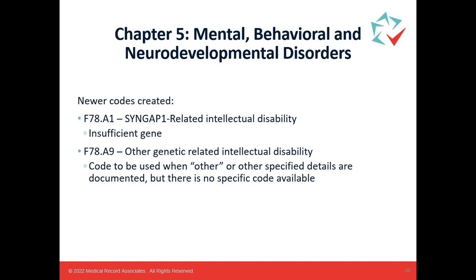There are some newer codes created in the last year or so. There's the SYNGAP1 related intellectual disability. That's F78.A1, and that's where there's an insufficient gene. And then F78.A9 is other genetic related intellectual disability. That code can be used when other specific details are documented, but there's no specific code available. I haven't really seen that documented much yet. So maybe that's going to be a newer thing coming up, or maybe children's hospitals, specialty hospitals might have use for these new codes.